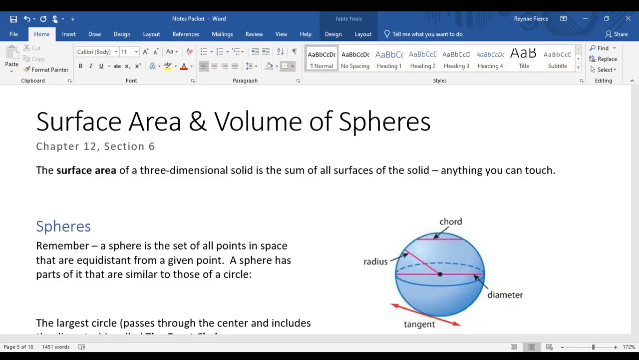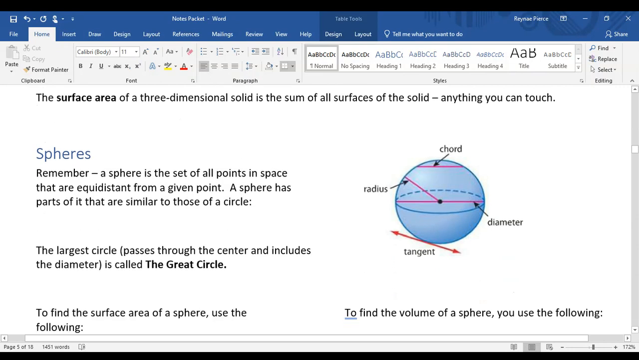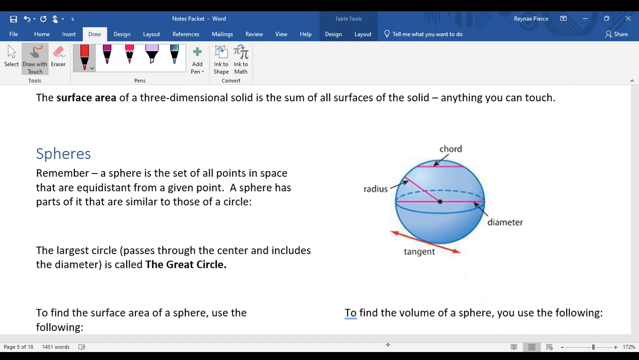Okay, we're going to start this last little bit of chapters with chapter 12, section 6. We're going to talk about surface area and volume of spheres and hemispheres. A sphere is a solid that is the set of all points in space that are equidistant from a given point. Just like in circles, that distance from the center to any point is the radius.